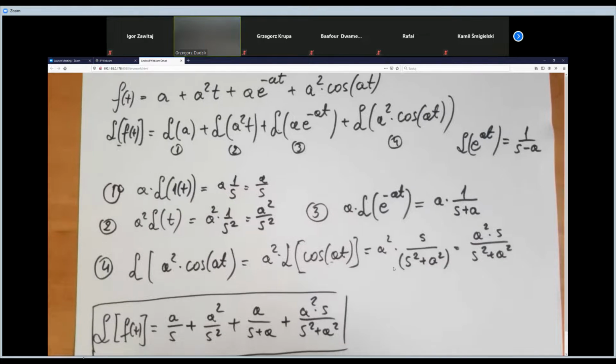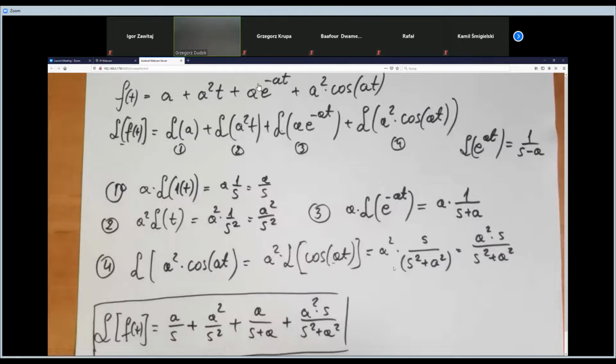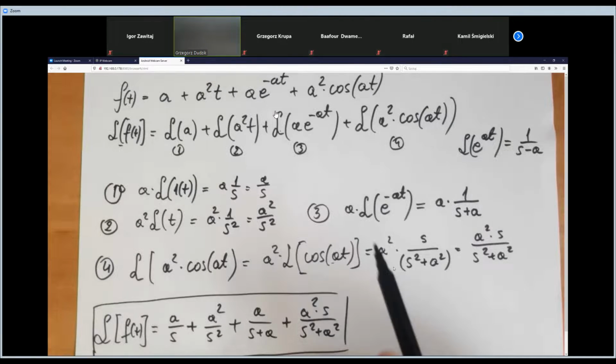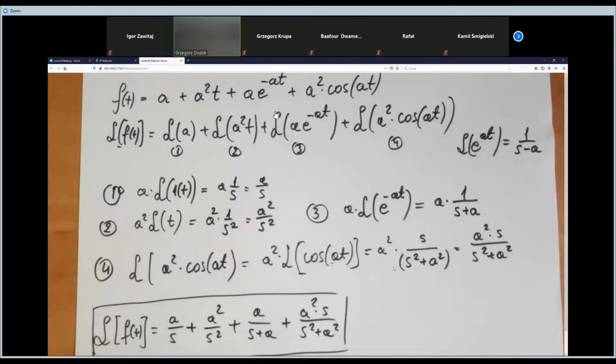Great. This is the first example. As you see, I chose that example especially because we used three different functions to practice Laplace transform calculations. Great. The next example will be a little bit more difficult.